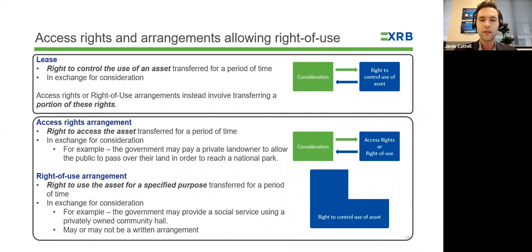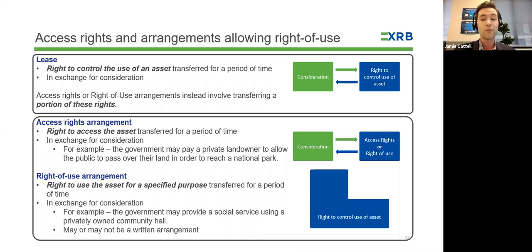And similarly, you get right of use arrangements in that they are transferring only a portion of the rights, but rather than access rights, you might be afforded the right to use a property or an asset only for a particular purpose for a period of time in exchange for consideration. So for example, the government might provide a social service that is using a privately owned community hall.